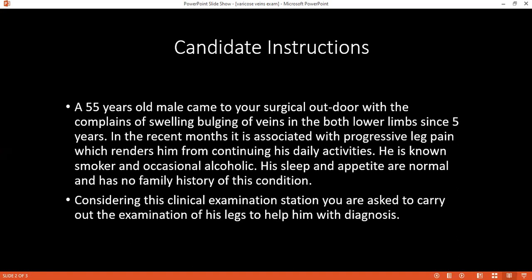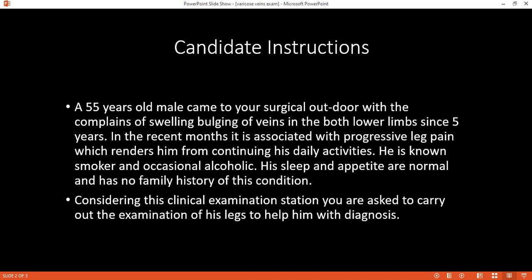Then I would want to do a tourniquet test. The tourniquet test will help me identify the actual perforator that is affected, whether it's the adductor canal perforator, or the one below the knee or at the ankle, because there are three major perforators that connect the superficial and deep veins. I'll release the tourniquet sequentially to know the actual perforator affected.